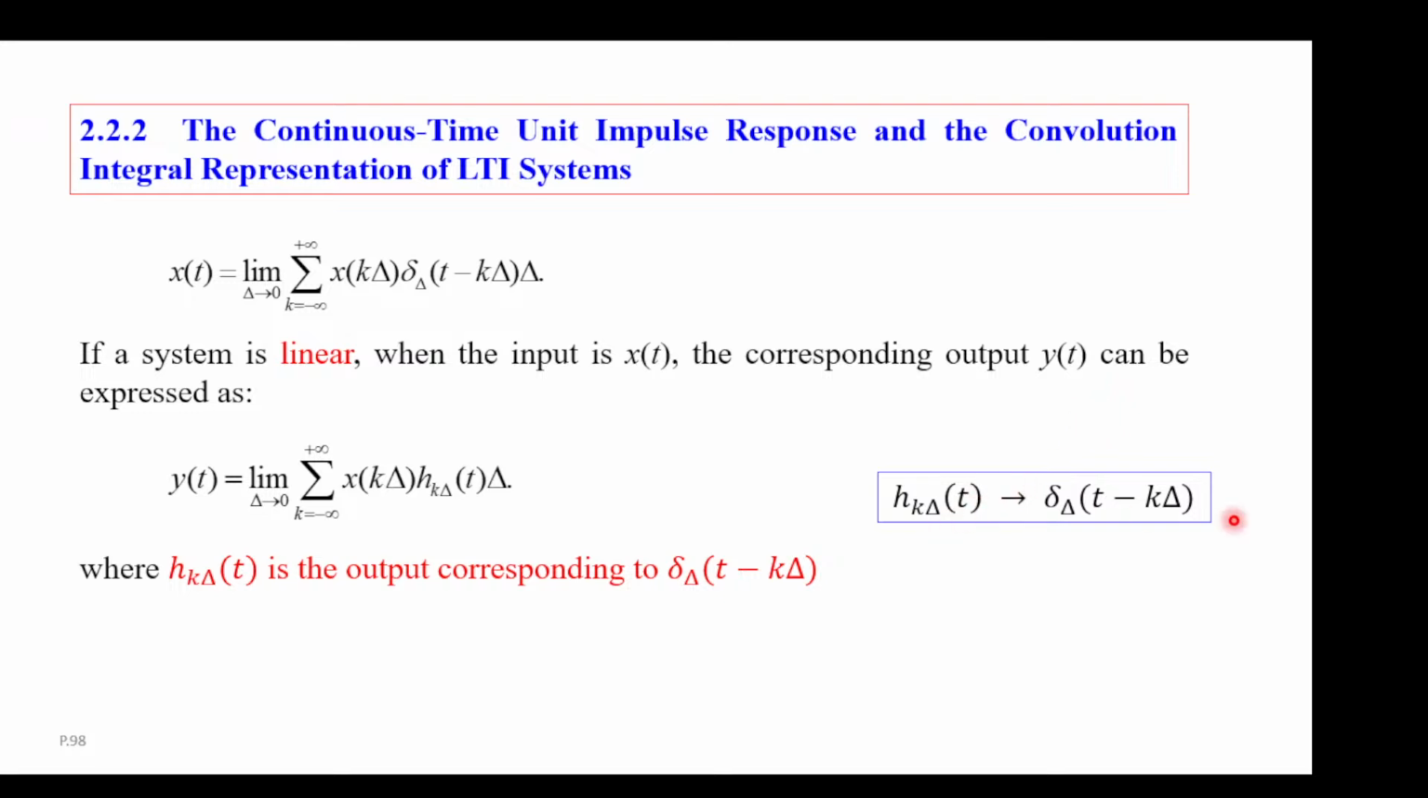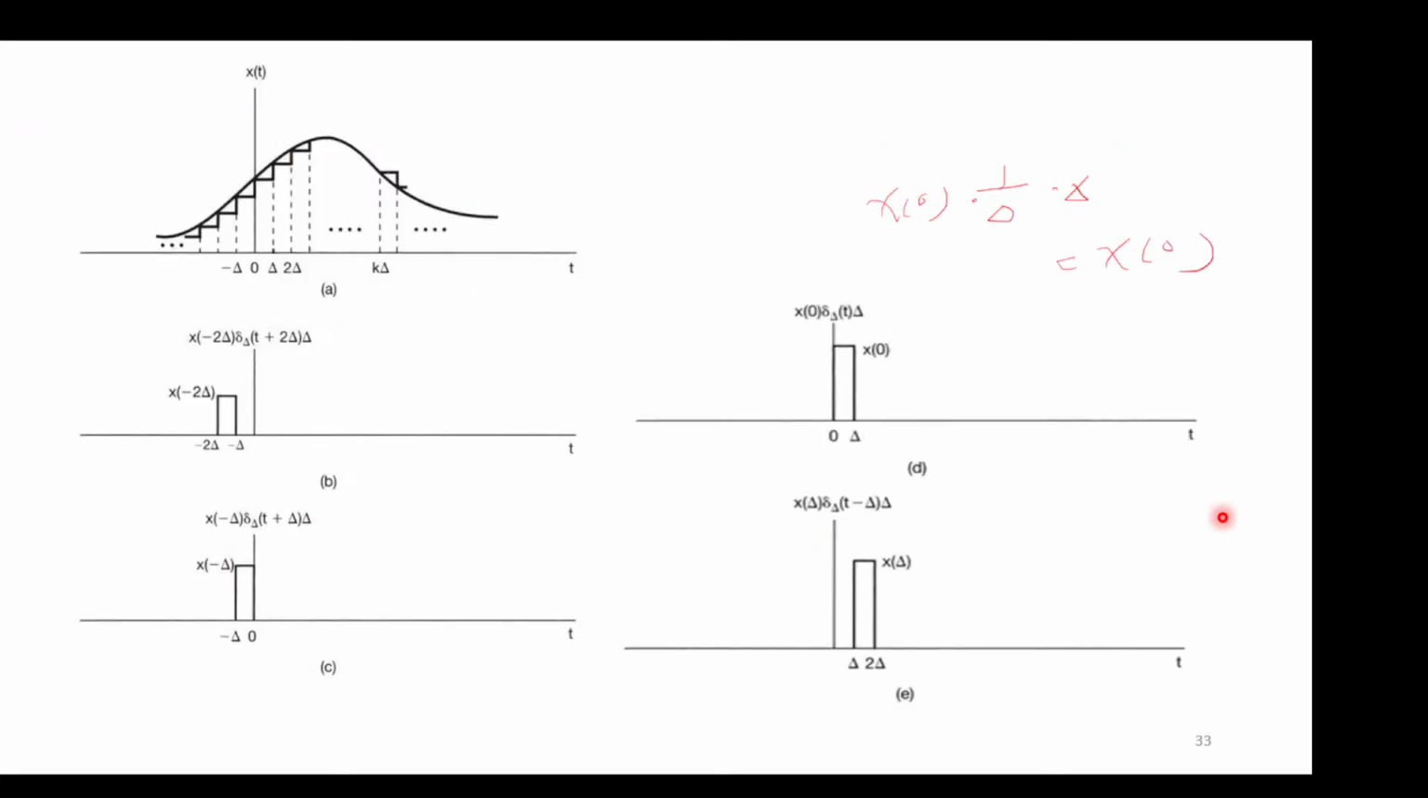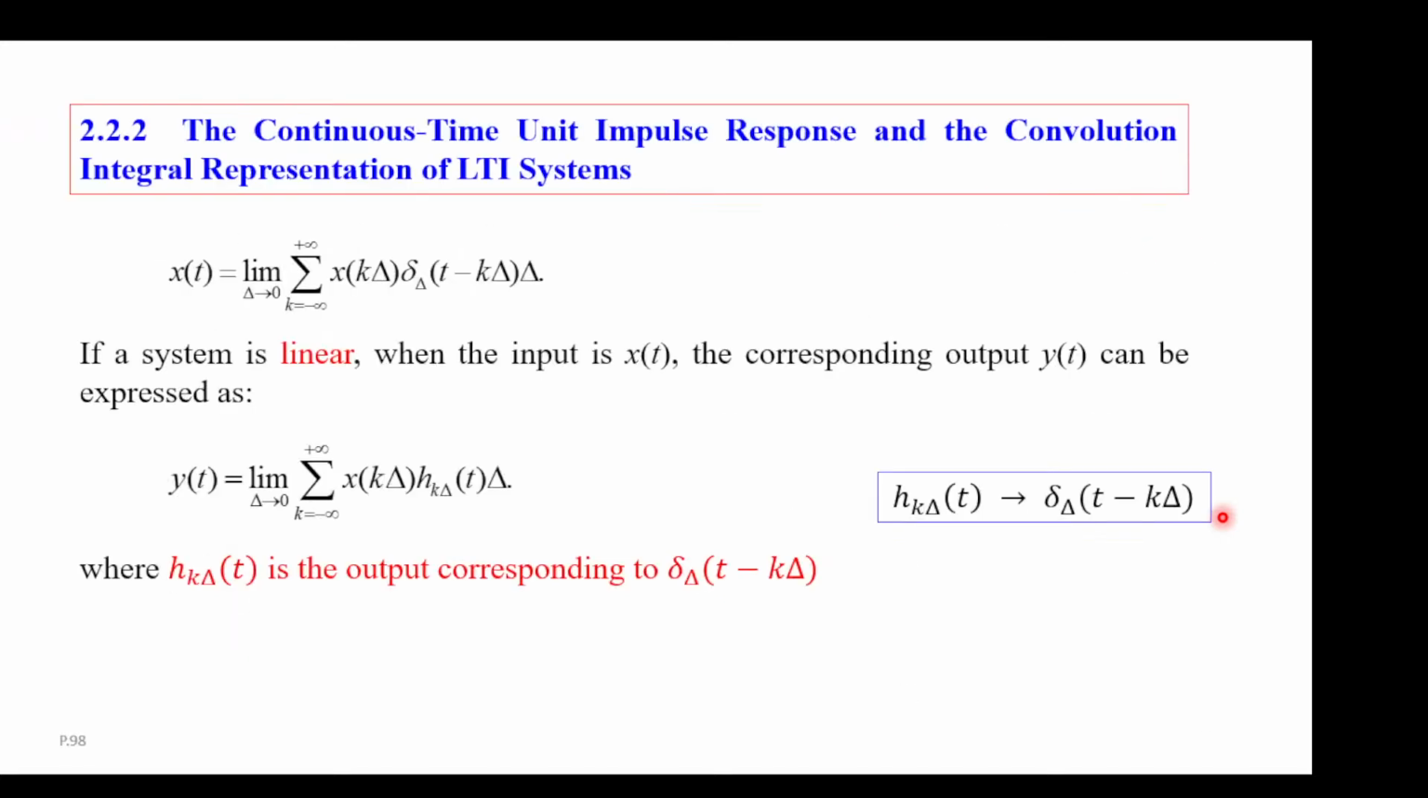Oh, sorry, I got left and right wrong here. So this left and right I got it wrong. So you should swap those two. Okay, so this delta sub triangle at t minus k triangle. We just say if you put it through a system, it becomes some response function, h sub k triangle of t.